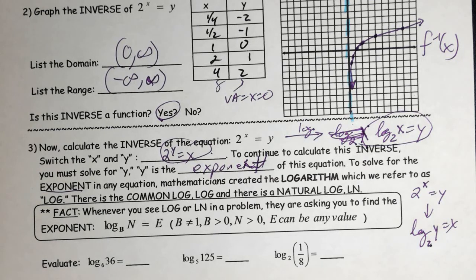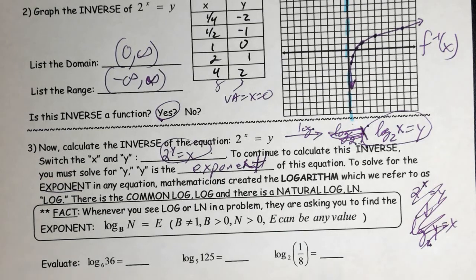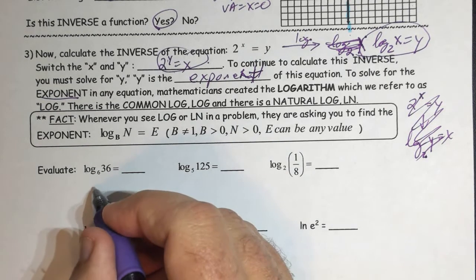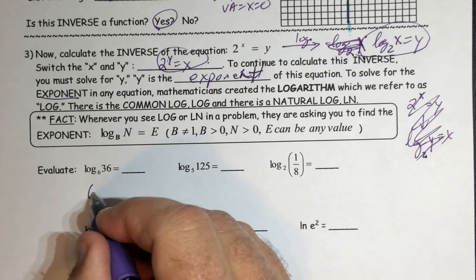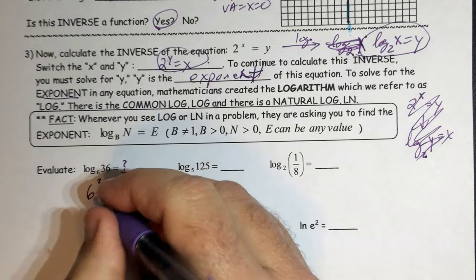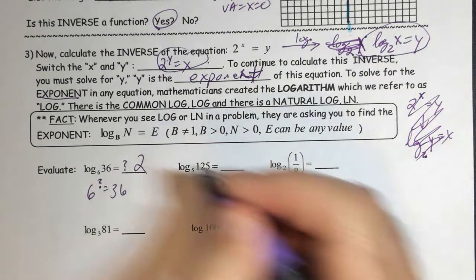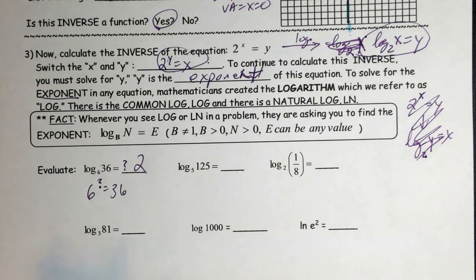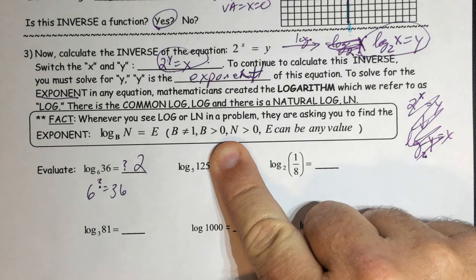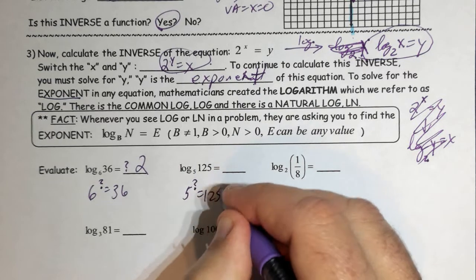Okay, so let's look at these. How do I solve these? The way we're going to solve this is I'm going to take 6 to some exponent equal to 36. What number is the exponent of 6 that gives me 36? The answer is 2. And that's how we evaluate. A lot of times, the evaluation is just going to look like that. Log base 5 of 125. What's my answer? It's 5 to some exponent equal to 125, which happens to be 3.